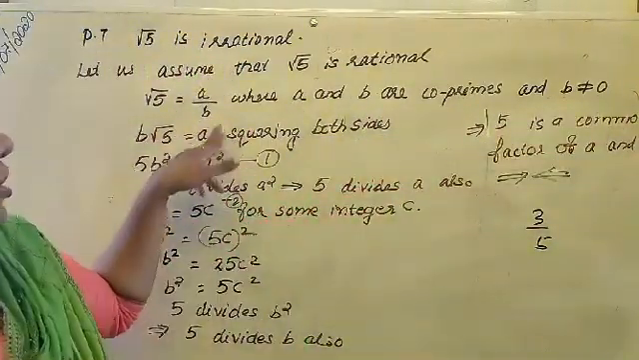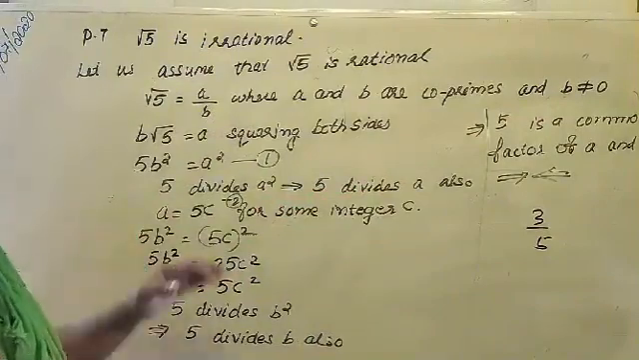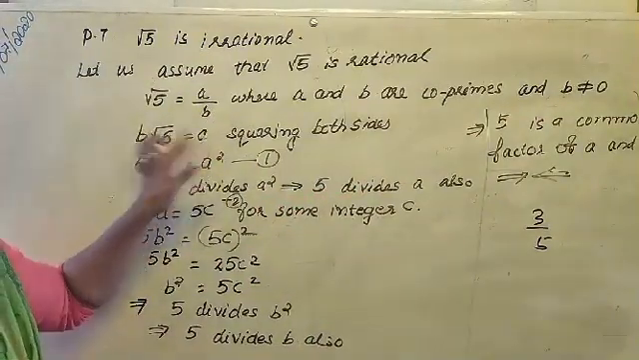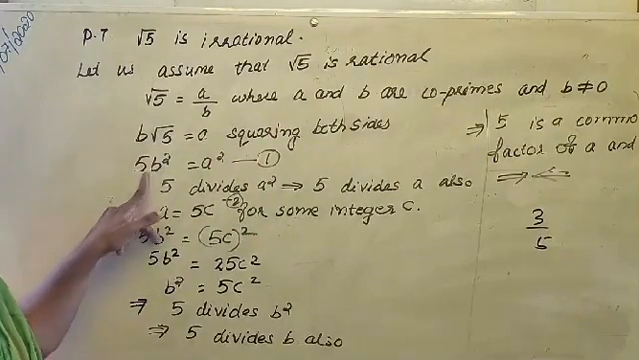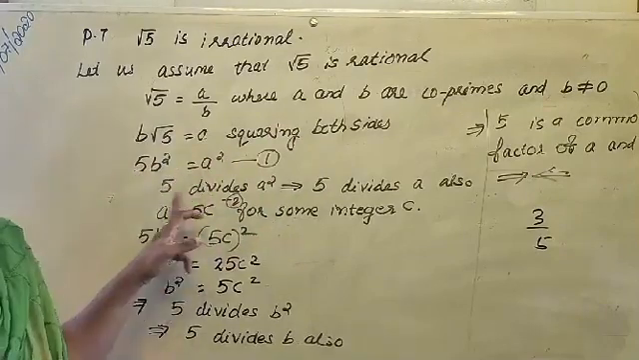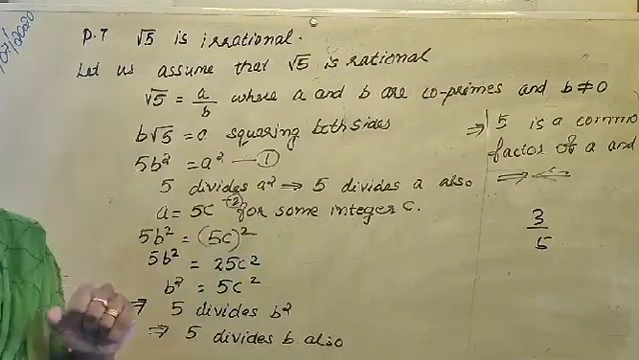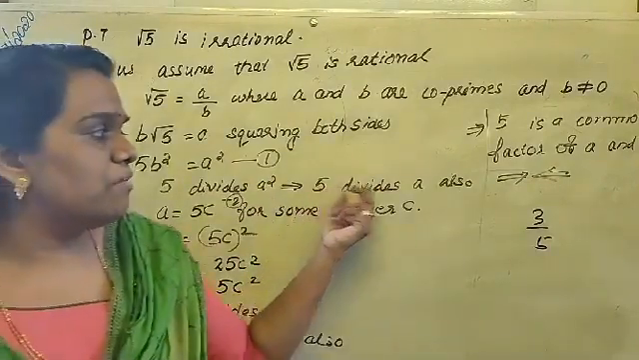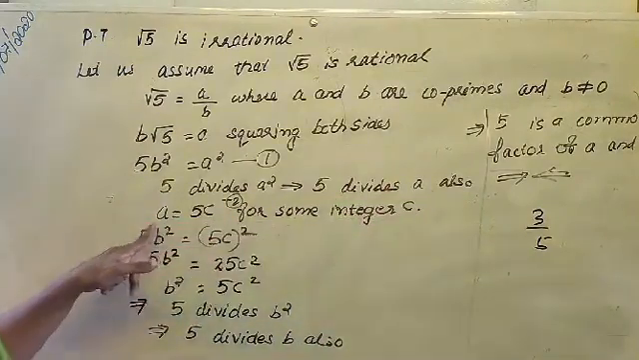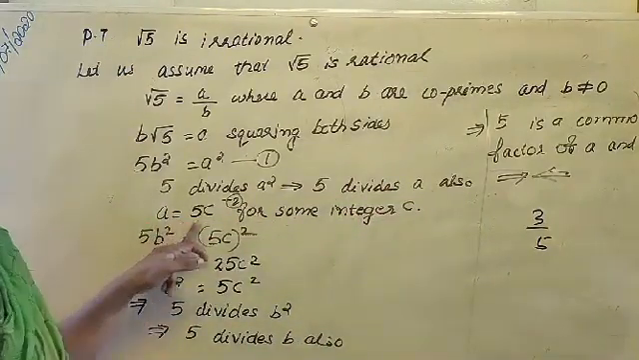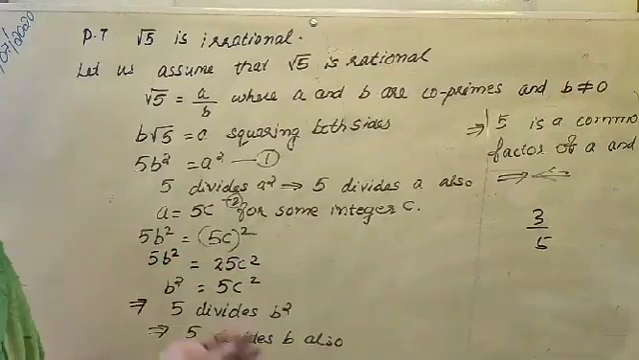And b is not equal to 0 because we know that the denominator cannot be 0. How can we write this? b root 5 is equal to a. On squaring both sides, 5b square is equal to a square. 5b square is equal to a square means 5 divides a square. We know that if 5 divides a square, 5 divides a also. Then 5 divides a means a is a multiple of 5. Then a is equal to 5c for some integer c.